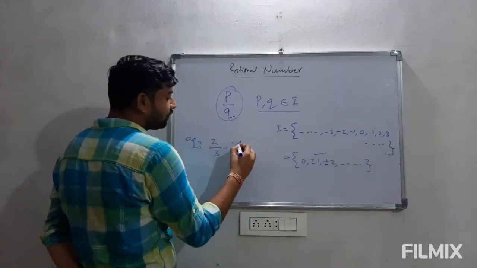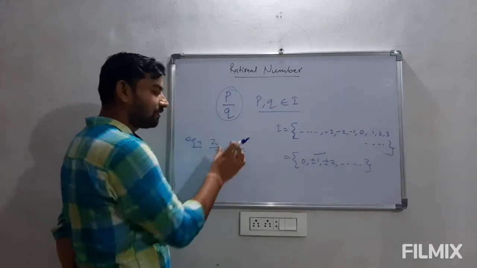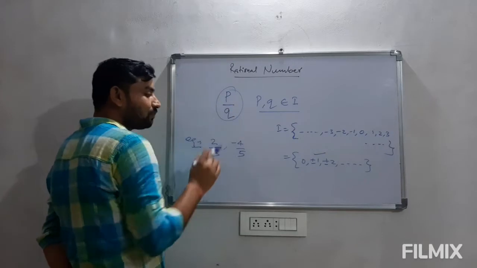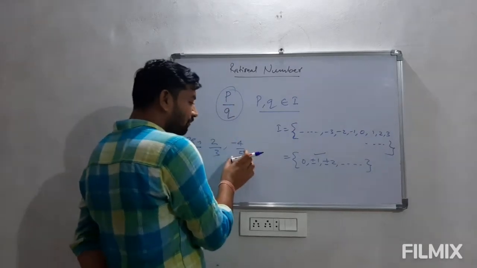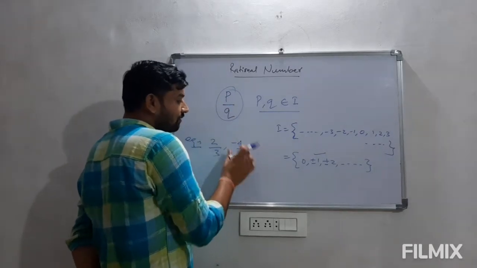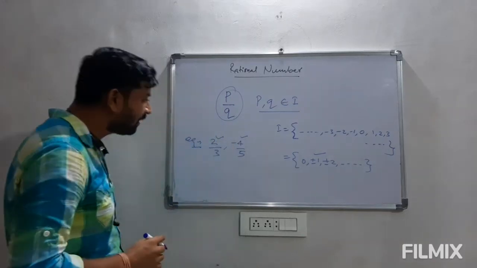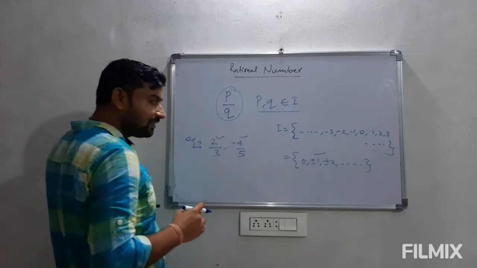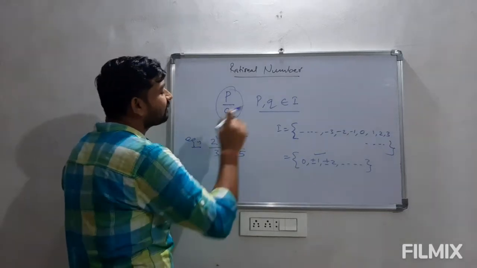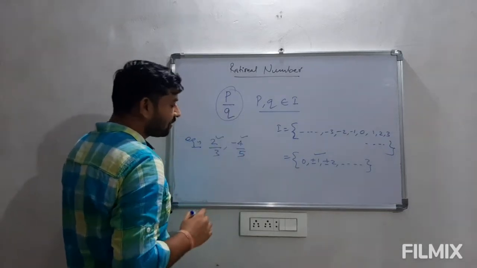Here it is possible to write minus 4 upon 5. Here minus 4 is the value of p, that is an integer. 5 is also an integer. So this is an example of a rational number. Here we are writing 2 by 3. Again 2 and 3 both are integers. So this is again an example of a rational number.